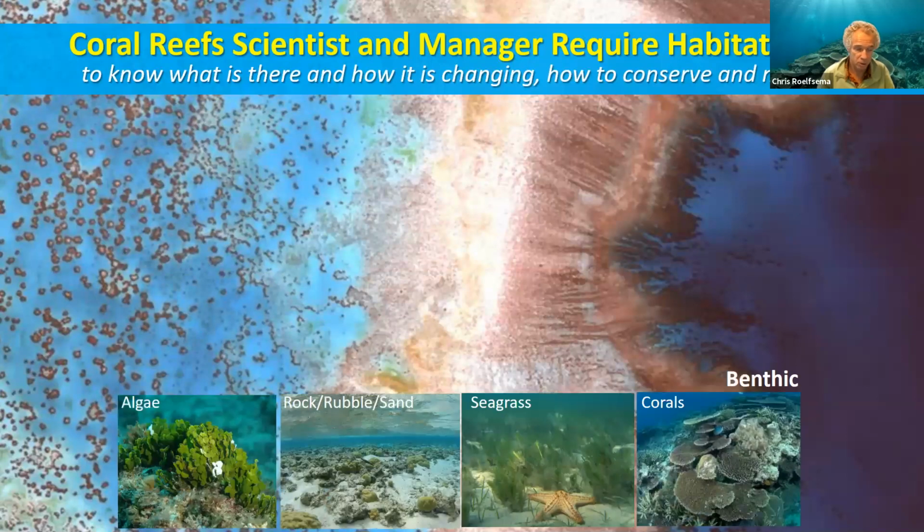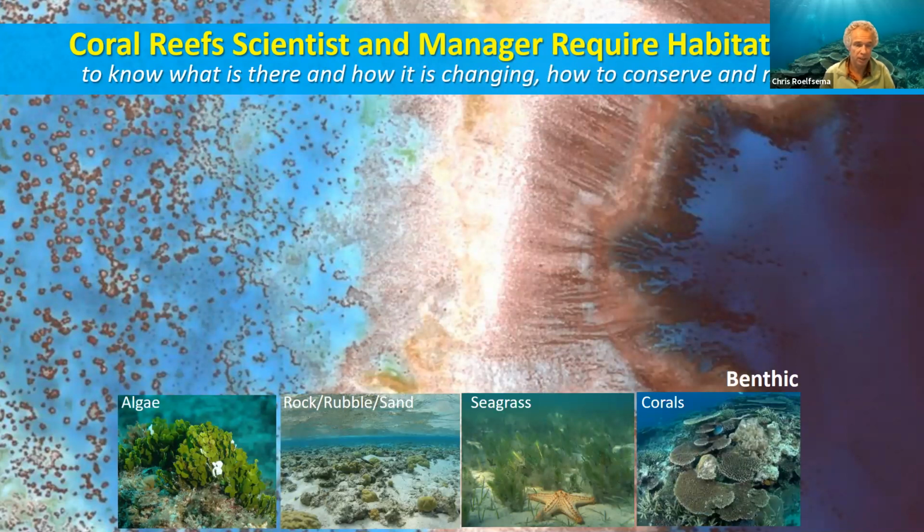So just for those who are not aware, when we talk about the benthic community, we basically talk about the environment where we look at the algae, the composition on the ground: algae, rock, rubble, sand, seagrass, and corals that make up this environment.